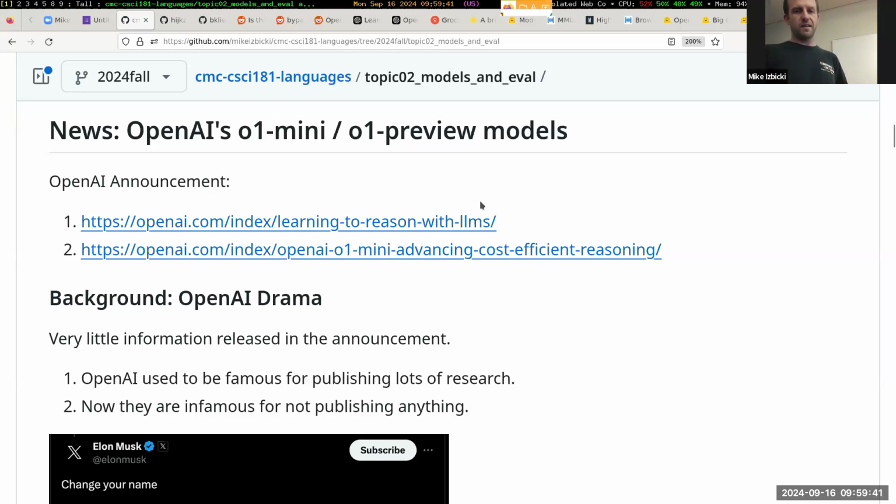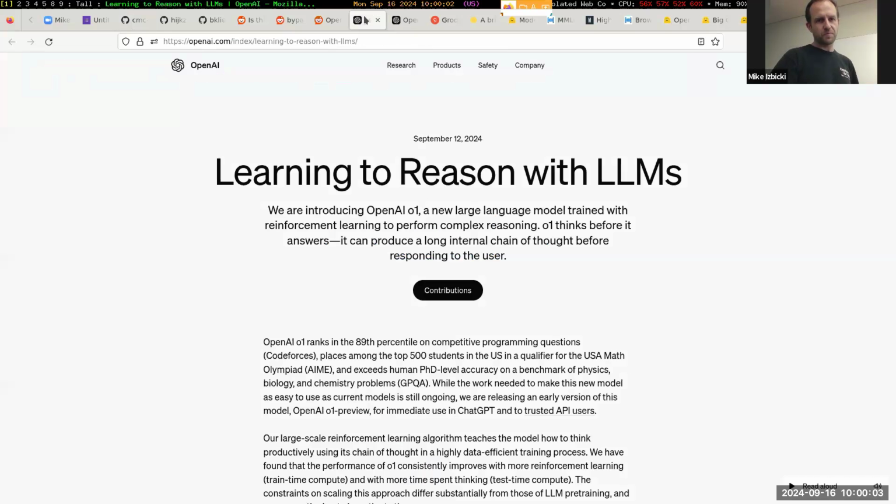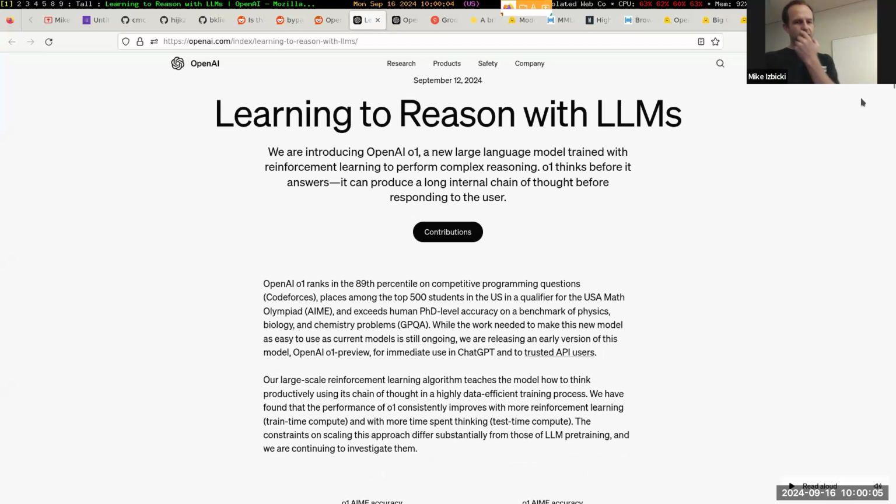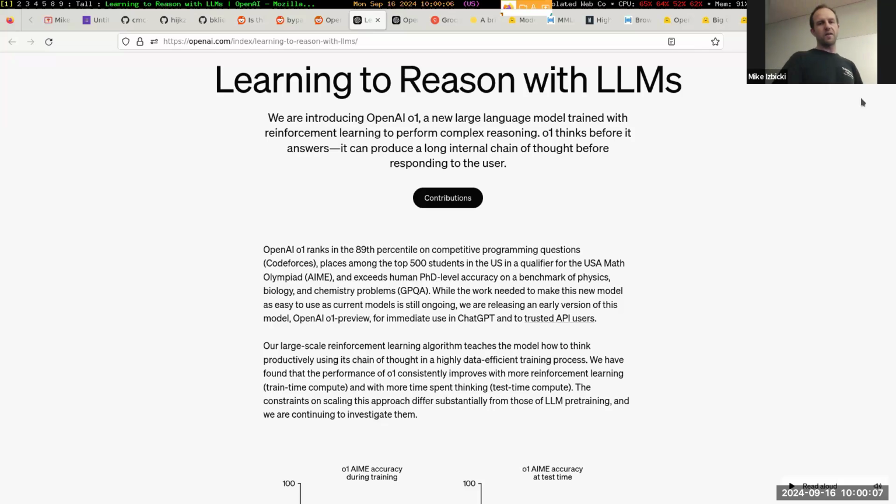I have not, OpenAI has not given me permission to use these models yet. So everything that we're talking about is based just on their announcements here and other hearsay, which is the best kind of news to have about things. So this link right here is going to take us to "Learning to Reason with LLMs." This is their blog post about what they've done.